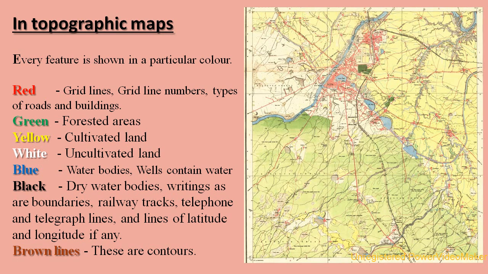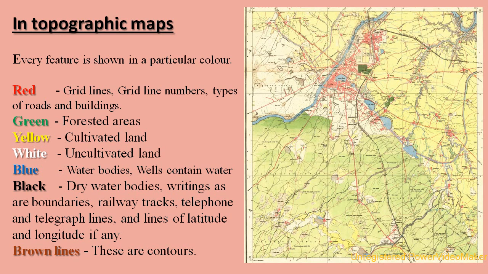Then blue color. As we all studied in the earlier slides, the color which is used in a physical and political map, that is one common color, that is blue. Blue color is commonly used to mention the water bodies, but in a topographic map there is one speciality. Blue color is used for water bodies which contain water. That is the importance of blue color in a topographic map.